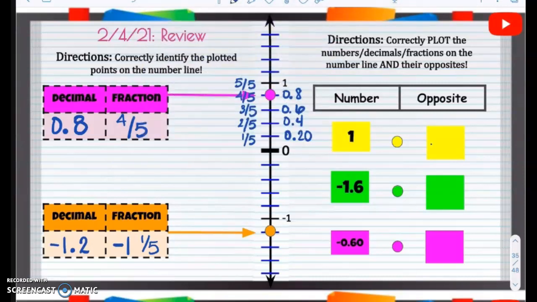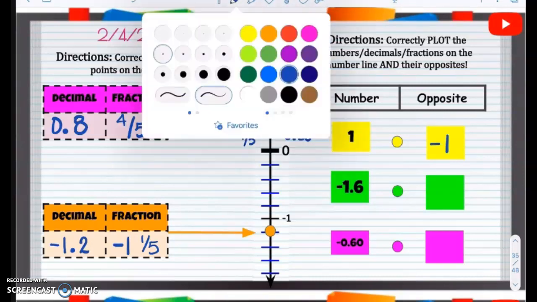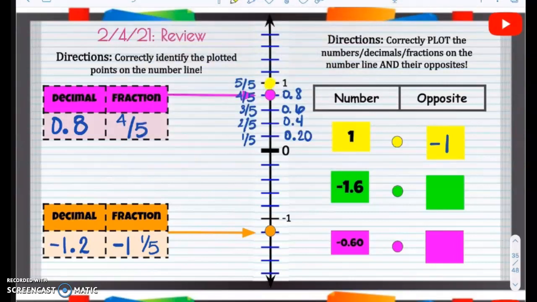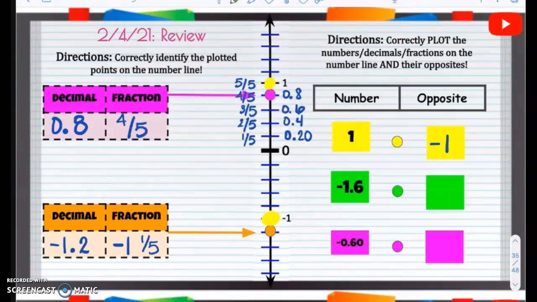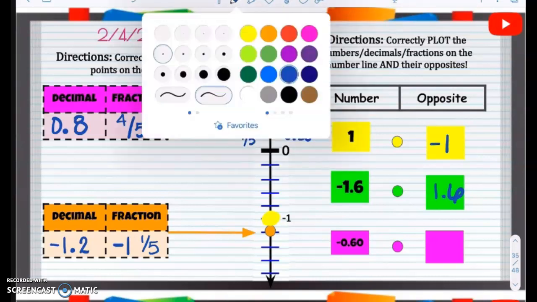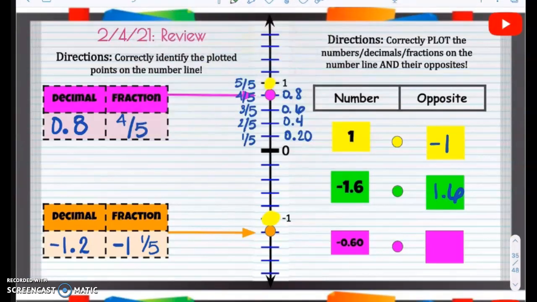All right, now we're going to take a look over here with our opposites and our numbers. The opposite of 1 is -1. Woohoo! That was easy. So we have +1 here and -1. All right, -1.6. The opposite is going to be +1.6. So if we have -1.6, so -1, and then 2, 4, 6, 8, and then 10 would be down here. So that is going to be -1.6.